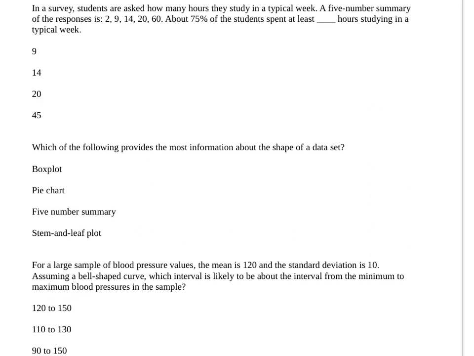In a survey, students are asked how many hours they study in a typical week. A 5-number summary of the responses is 2, 9, 14, 20, and 60. About 75% of the students spend at least blank hours studying in a typical week. So let's go ahead and label what these different numbers are in the 5-number summary. 2 would be what? That'd be the minimum. And then we have Q1. This is the median. Q3.